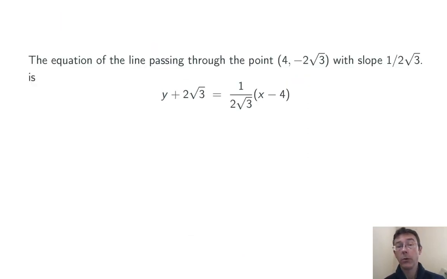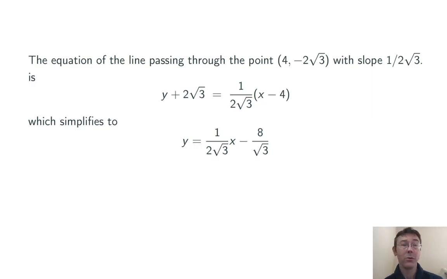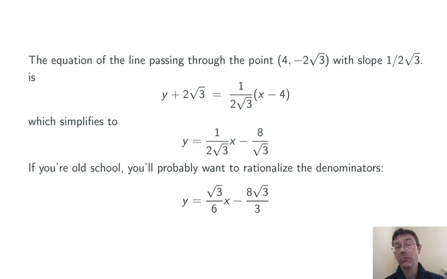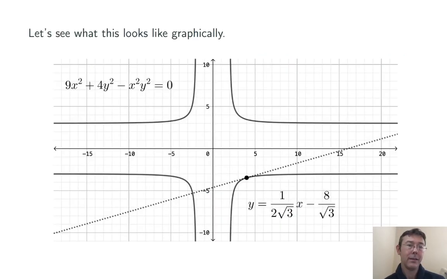Let's use point-slope form. So we have the point (4, -2√3), and the slope 1 over 2√3. So we get y minus y1 equals m times (x minus x1). Simplifying that a little bit, y equals (1 over 2√3)x minus 8 over √3. Now, if you're old school, you aren't going to like the fact that there are radicals in the denominator, so let me satisfy you by rationalizing those denominators.